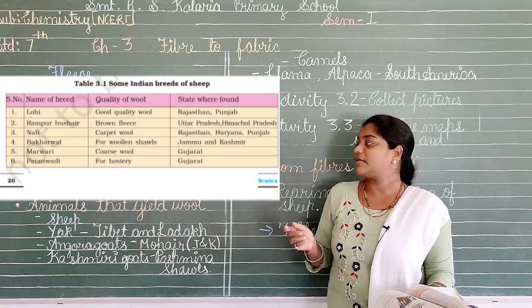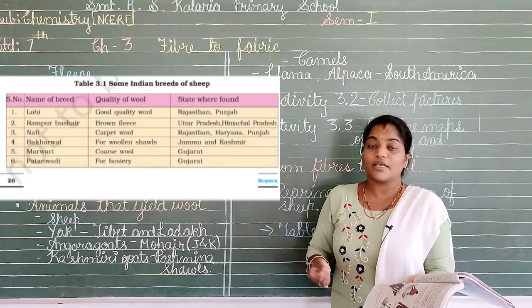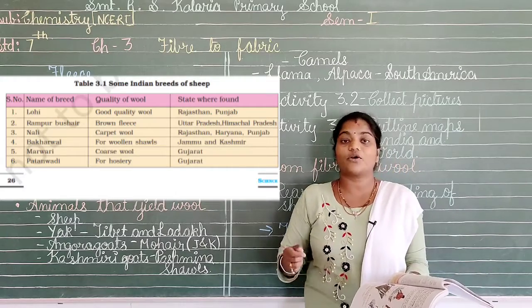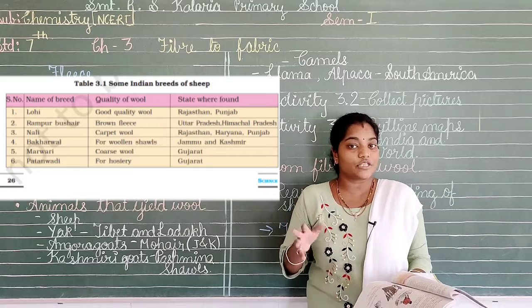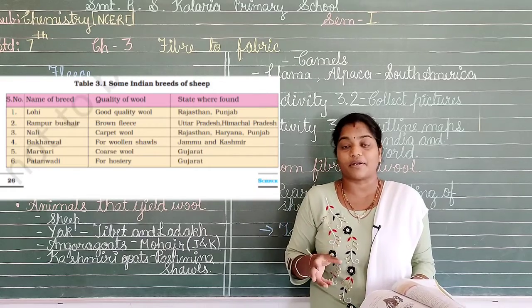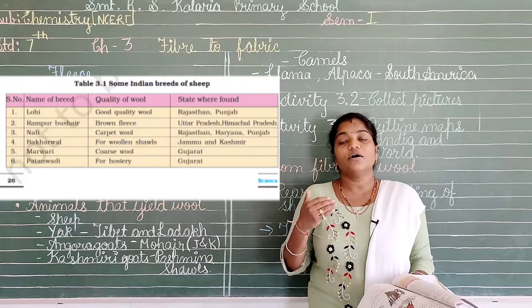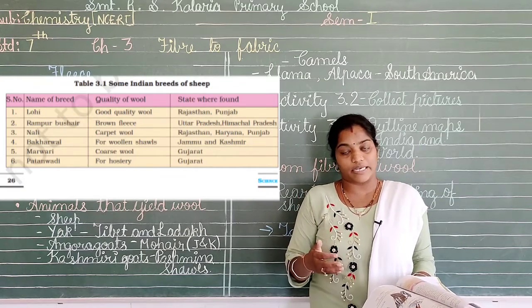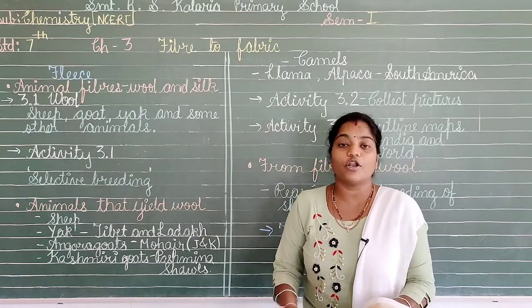The last two are in Gujarat. One is Marwari and the other Patanwadi. Marwari is used as a coarse wool, and Patanwadi is used for hosiery purposes. So, these are the things where we can map the outline of some of the states of India where these sheep are available with their good quality of wool.